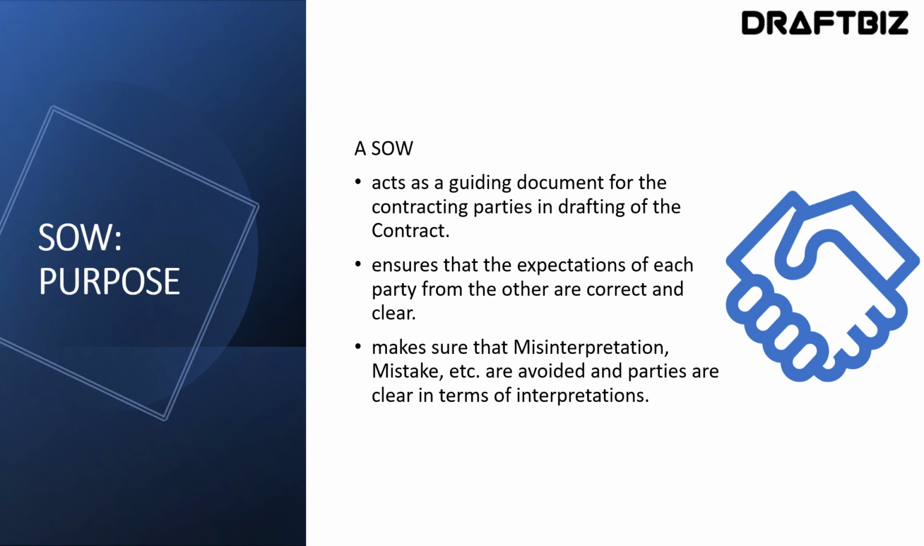A SOW acts as a guiding document for contracting parties in drafting of contract. It ensures that the expectations of each party from the other are correct and clear. It also makes sure that misinterpretation, mistakes, etc. are avoided and parties are clear in terms of interpretation.